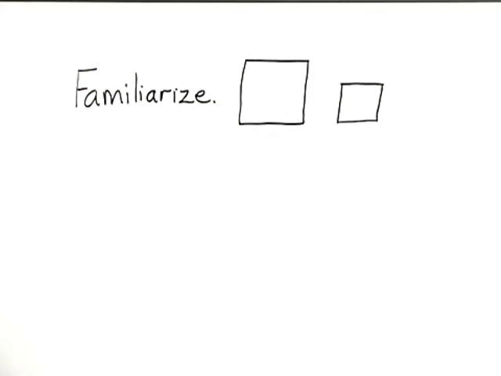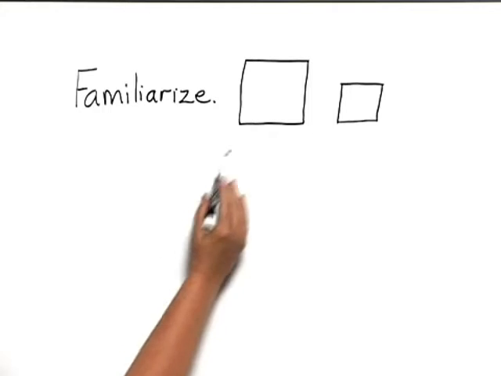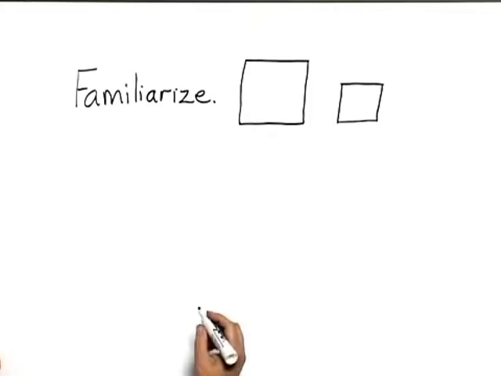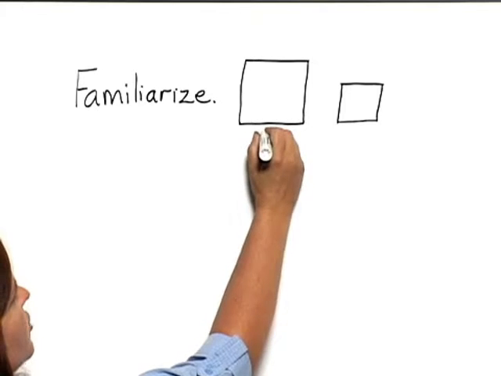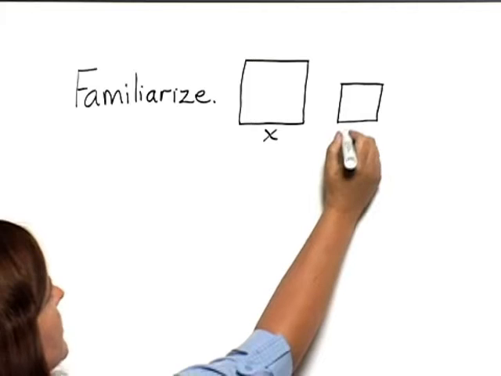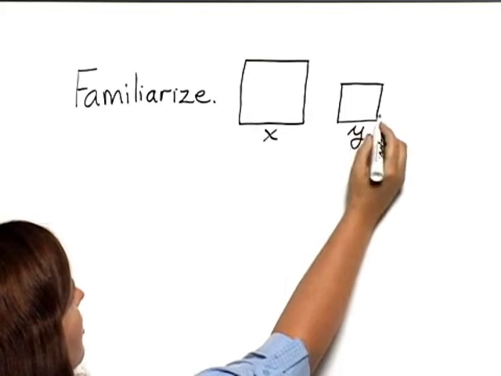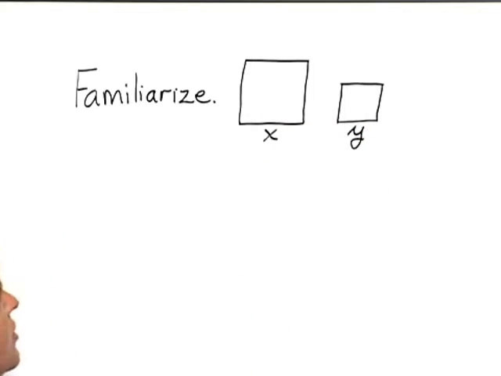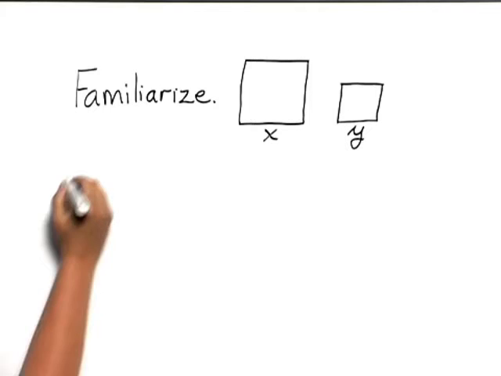When we familiarize ourselves with a problem that contains some geometry, the first thing we should do is to make a sketch of the problem. We have two squares, and let's label the side of the larger square x and the side of the smaller square y. And all of these sides will be the same in each square because the sides of a square are the same. Now we're told that the sum of their areas is 8.